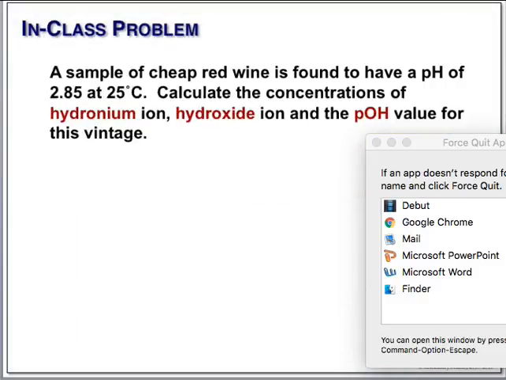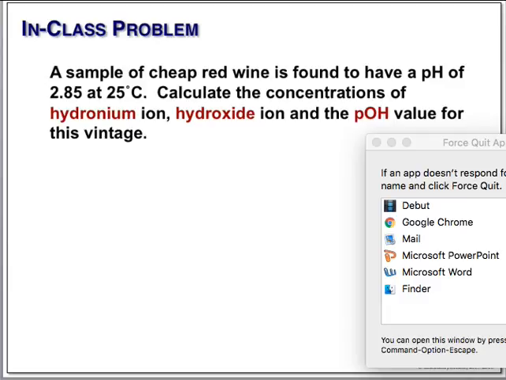Fun problem. We have cheap red wine. We measure its pH, and it's 2.85. I assure you, you don't want to drink this. Not even my father-in-law would drink that. Okay. What I want you to do is calculate hydronium, hydroxide, and pOH. So same problem, really, except this is about cheap red wine, so it's fun.